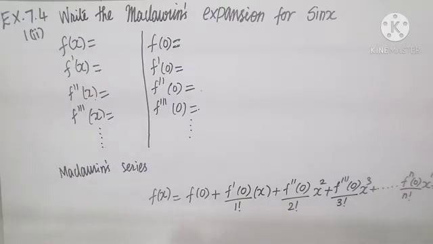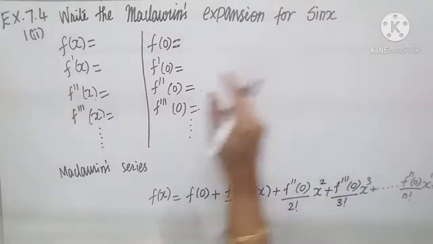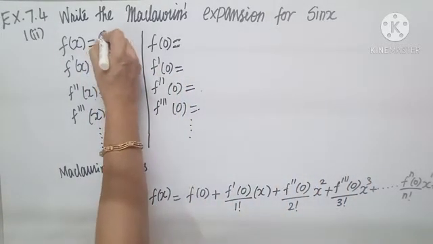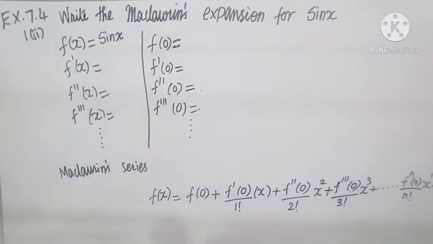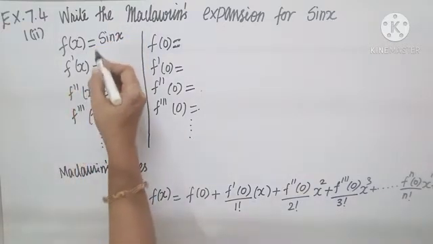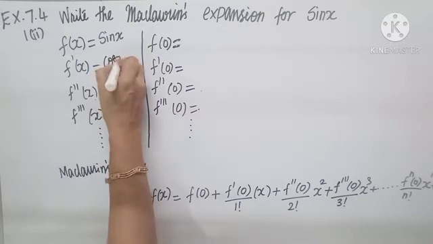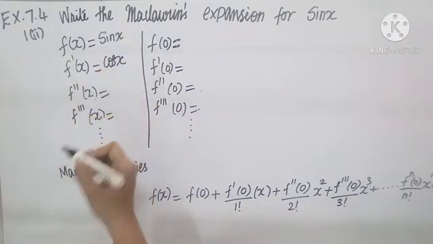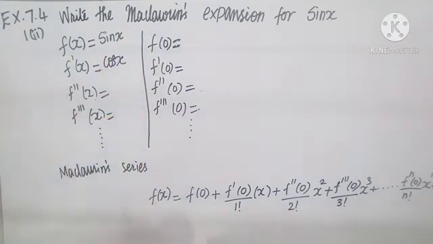Exercise 7.4, question number 1, subsection 2. Write the Maclaurin's expansion for sin x. The question is sin x, so call f of x equals sin x. First derivative, sin x becomes cos x. The next derivative, f double dash of x.